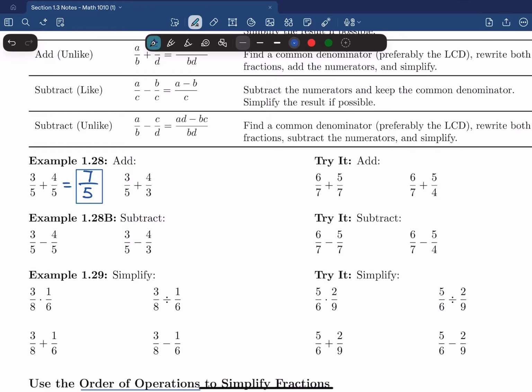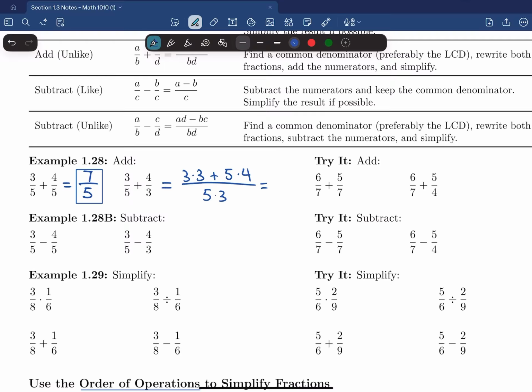These were like denominators. But let's make things slightly different. What if we had 3/5 plus 4/3? Now we don't have a common denominator. So we could do our trick we learned up top. So we could take 3 times 3 plus 5 times 4 and then divide it by 5 times 3.